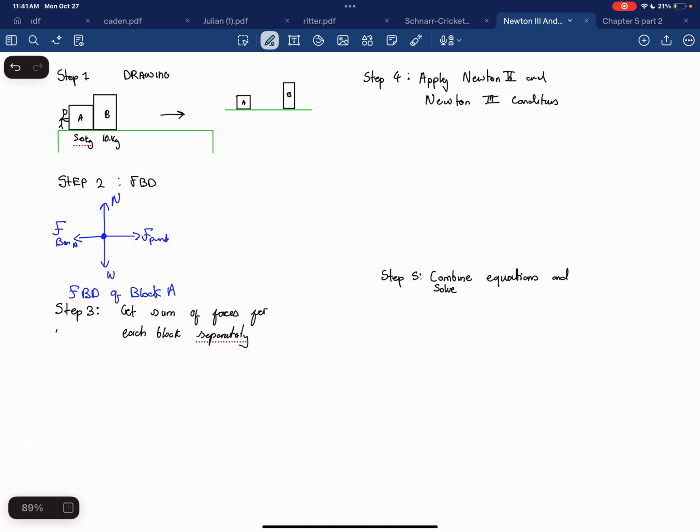I know that the push is going on block A. Block A feels the push. So when block A feels the push, block B acts on A. All right? So notice I haven't put the force that A acts on B. That one goes on the free body diagram of block B.